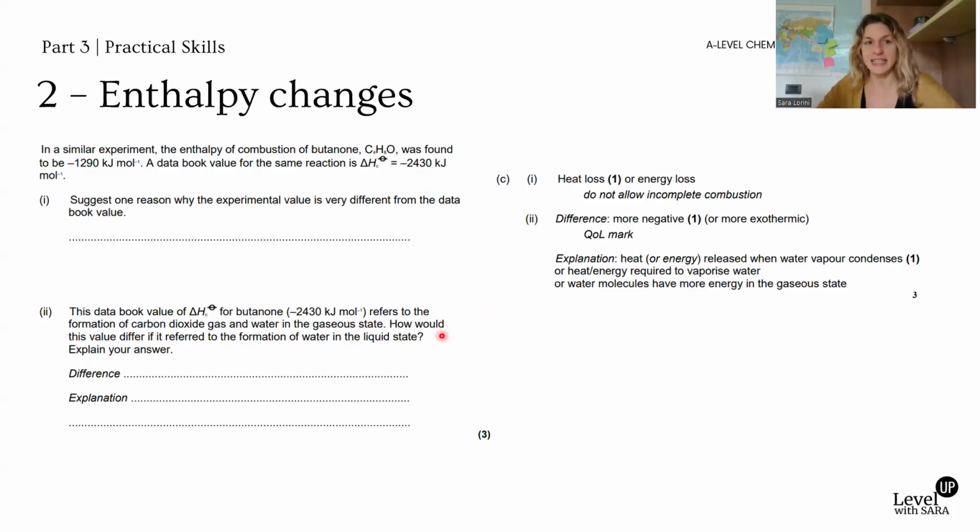Now, this is the kind of application or interpretation question, which can be very tricky. I've seen this in some calculations, and it makes it quite difficult, because you needed to consider, if you read the question, that it refers to the formation of carbon dioxide gas and water in the gaseous state. How would it differ if it's in liquid state? If you think about it, it's all done in standard conditions. Standard condition is 25 degrees, which means that water at 25 degrees would be liquid. But in this specific reaction, the book value is given for gaseous state.